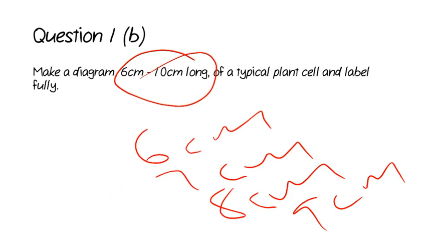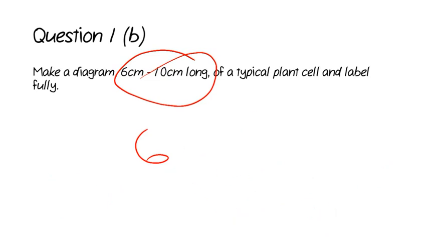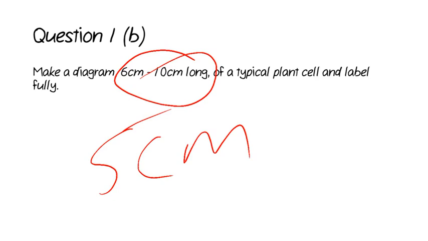However, if you draw a diagram that measures 5 cm and lower, you are not going to score a mark for the size of the diagram. And if you draw a diagram that is 11 cm and above, you are not going to score a mark for the magnification of that particular diagram.